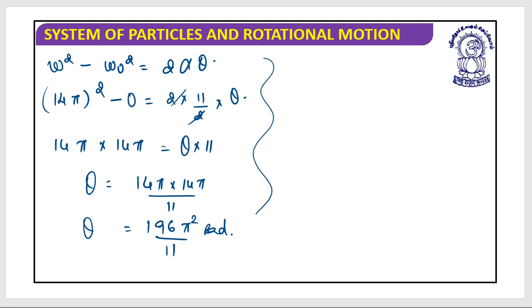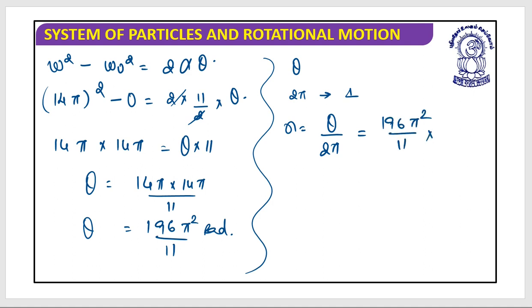Now what is required is the number of revolutions. If it has turned through 2 pi, that is 360 degrees, then it is one revolution. So n is given by theta by 2 pi. This is 196 pi square divided by 11 into 1 by 2 pi. One power of pi cancels, and 196 by 2 is 98, since 2 98s are 196. So it is 98 pi divided by 11 revolutions. This many revolutions are required. I hope this is clear.